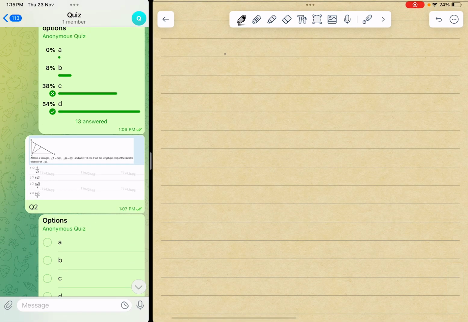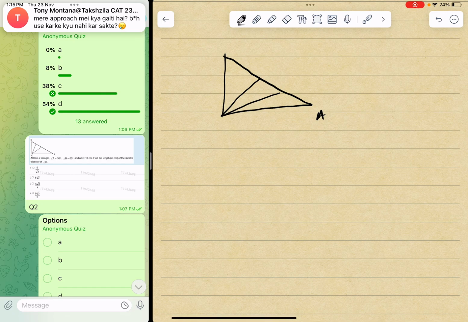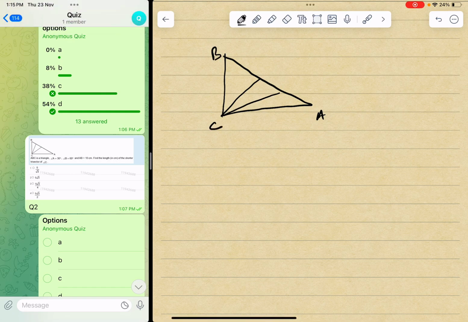ABC is a triangle. Let us draw the figure. Angle A is 30 degrees, angle B is 60 degrees. So 60 plus 30, the third has to be 90. AB is 10, this complete side is 10. Find the length of the shorter trisector. Trisector means we have three parts; you have to find the length of the shorter one.